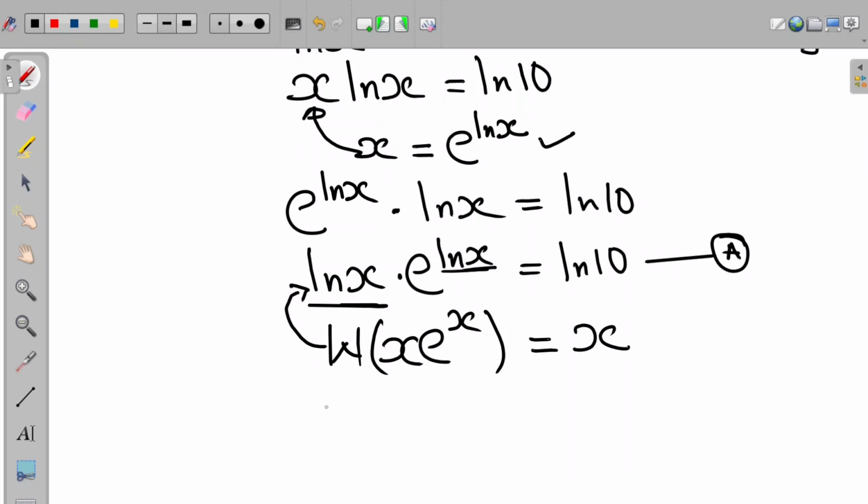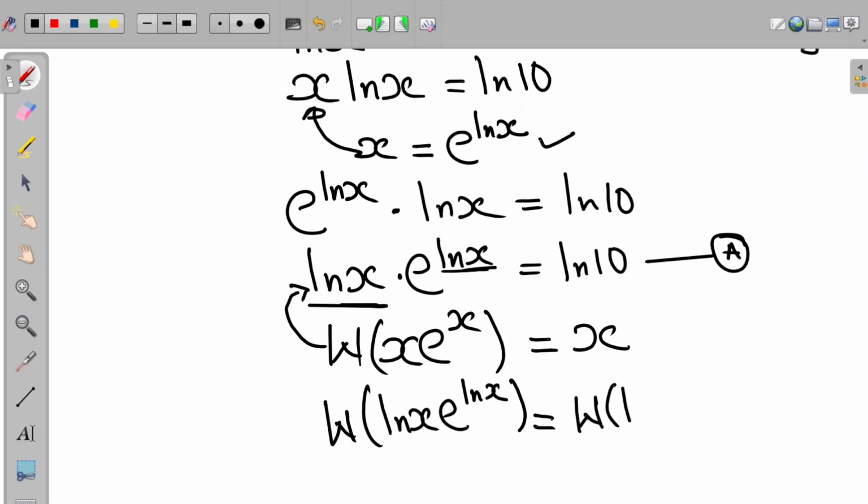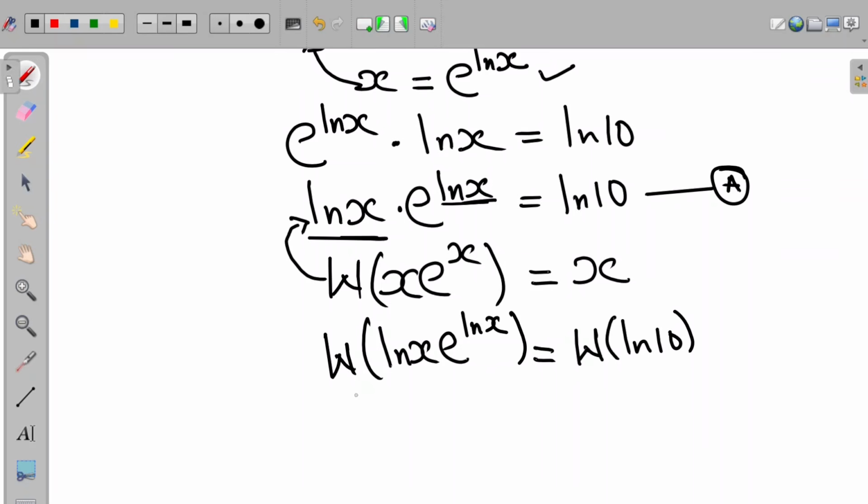So we have that this becomes W of ln x multiplied by e raised to the power of ln x, equal to W of ln 10. So the left hand side of the equation will reduce to ln x equal to W open bracket ln 10.